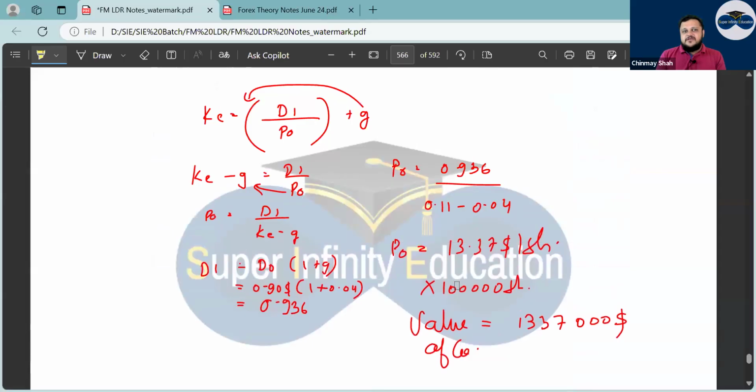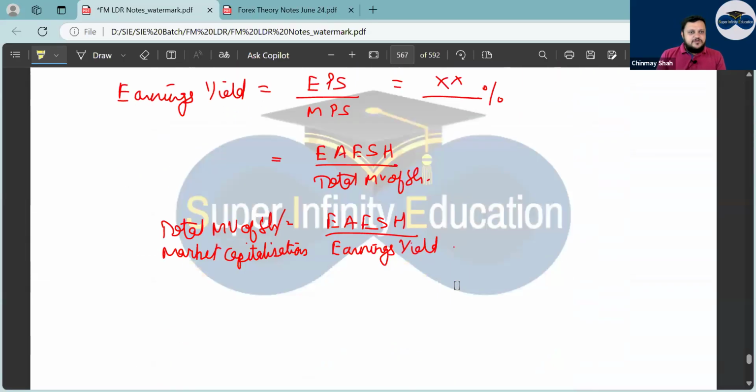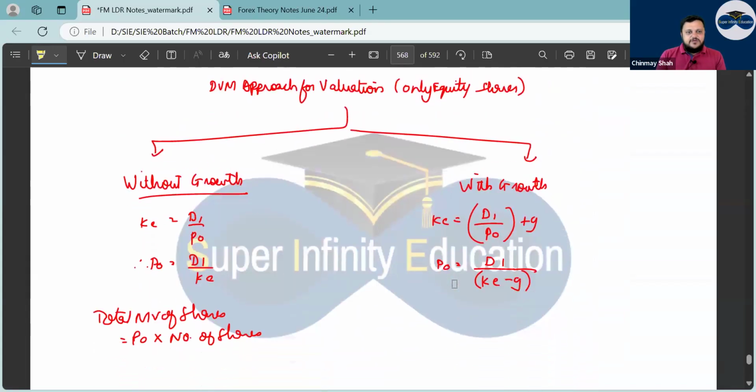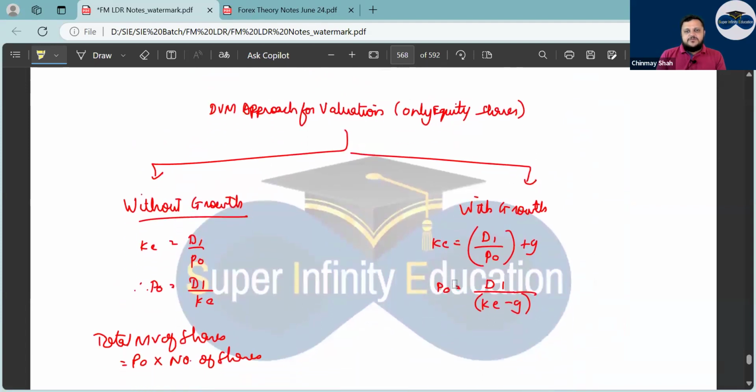Then you have K as a valuation of P0, that is the share, that you can do. Earnings yield method, have a look. Same as the P/E ratio: 1 by the P/E ratio is equal to the earnings yield, correct? So the same thing you can do with earnings yield. DVM approach, tell me, for valuation of only equity shares.